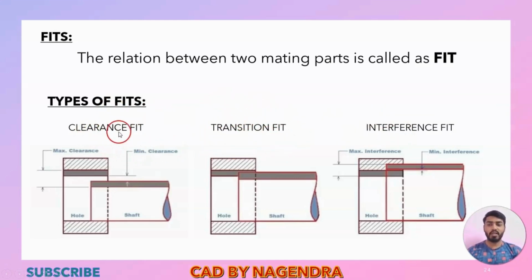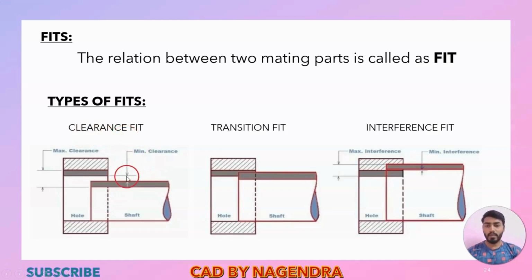First we'll go with clearance fit. What is meant by clearance fit? In clearance fit, the diameter of the shaft will be less than the diameter of the hole. If we try to insert this shaft into this hole, the shaft will move freely into the hole, and here we will get a positive gap. Why? Because the diameter of the shaft is less and the diameter of the hole is greater. It will move freely inside and we will have a clearance gap also. So this type of fit we call a clearance fit.